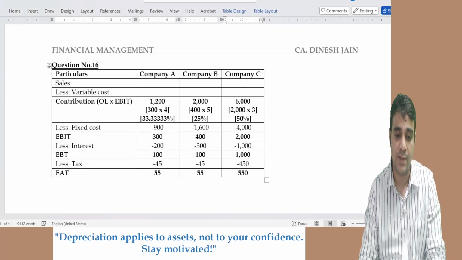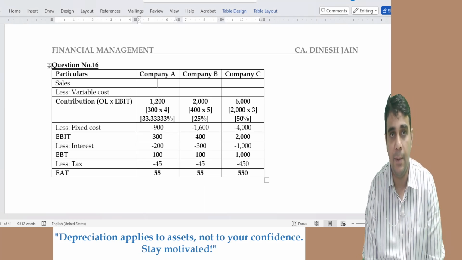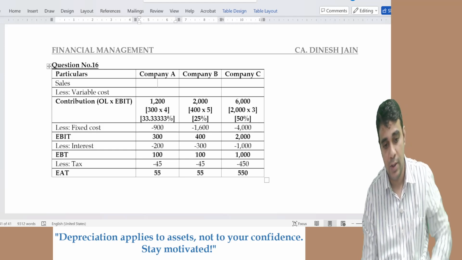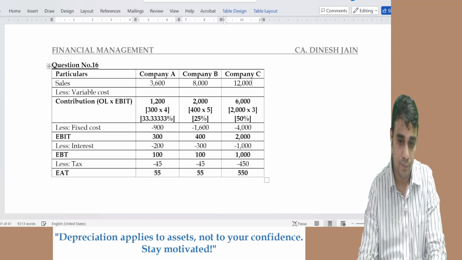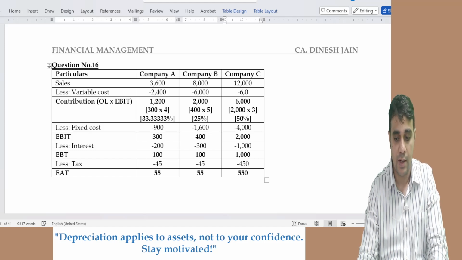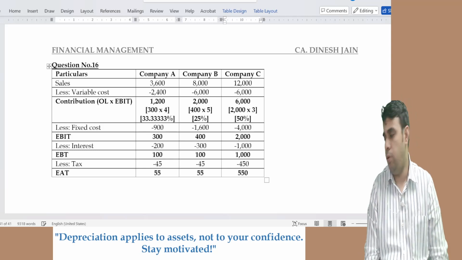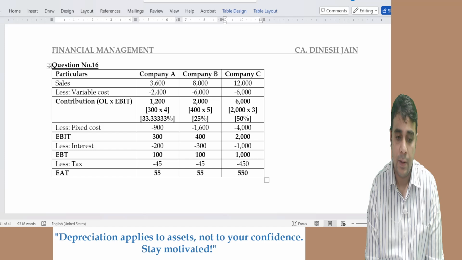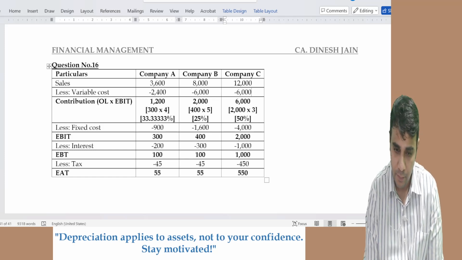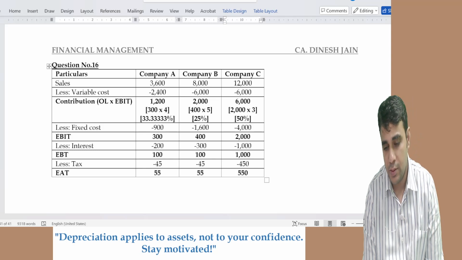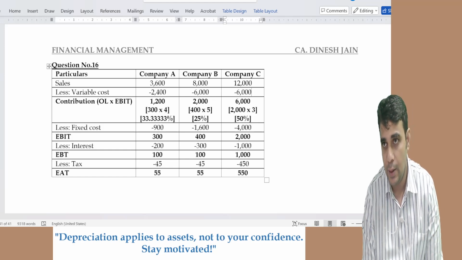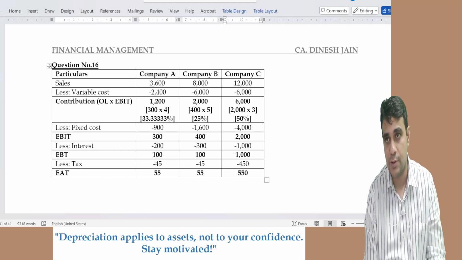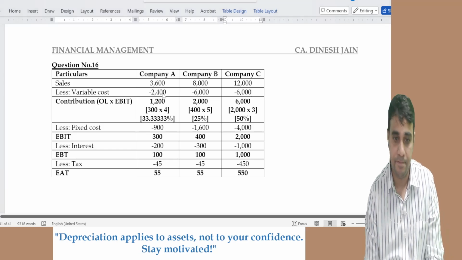Contribution divided by the PVR is the sales. Contribution divided by the PV ratio. All this in marginal costing. So sales will be 3,600, 8,000, and variable cost is balancing figure 2,400, 6,000, and 6,000. Doubts on this? Just one company is sufficient. Once I do that, balance is just a formality. Any doubts on this? Clear? Can you proceed?